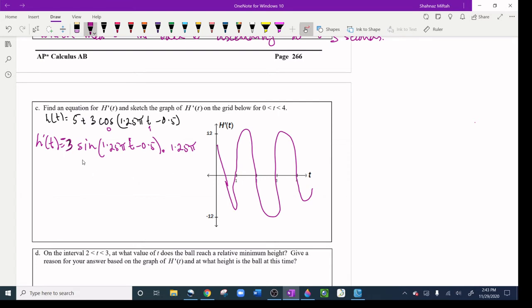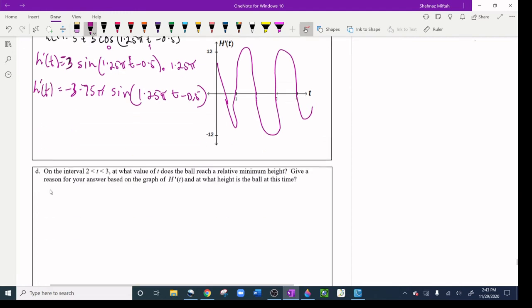I can fix it around, like 3 times 1.25, I can get negative 1.375 pi, and then I have the rest of the stuff, sine 1.25 pi t minus 0.5, and that's it. That's my answer for h prime t.